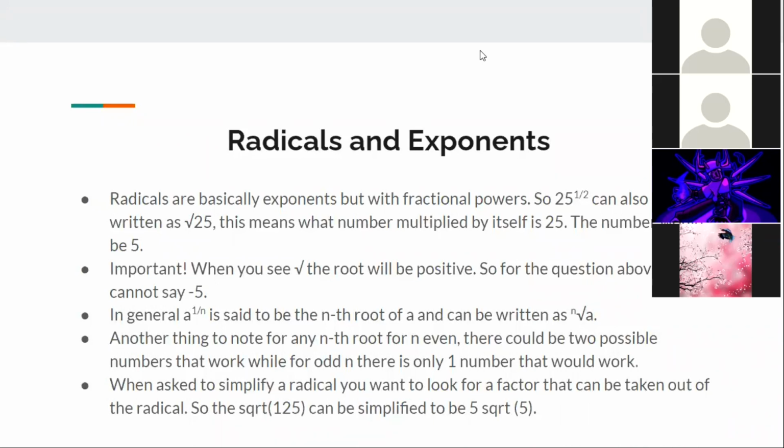And when asked to simplify a radical, you want to look for a factor that can be taken out of the radical. So the square root of 125, that's also the square root of 5 to the power 3. So you can take out a 5. So it becomes 5 times the square root of 5.